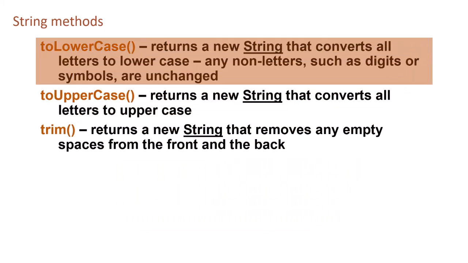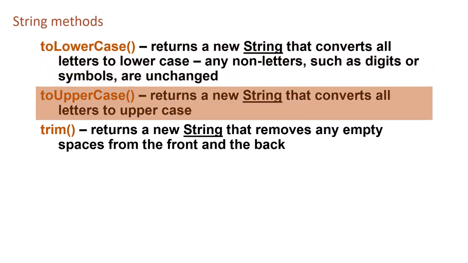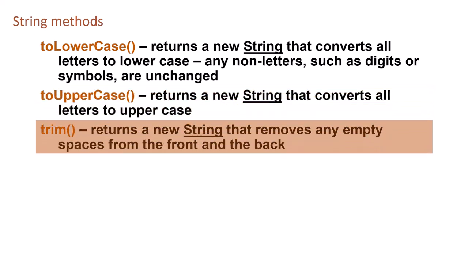ToLowerCase returns a new string that converts all letters to lowercase. Any non-letters, such as digits or symbols, are unchanged. ToUpperCase returns a new string that converts all letters to uppercase. Again, the digits remain unchanged. Trim returns a new string that removes any empty spaces from the front or from the back of the string, not empty spaces in the middle. Those stay there.